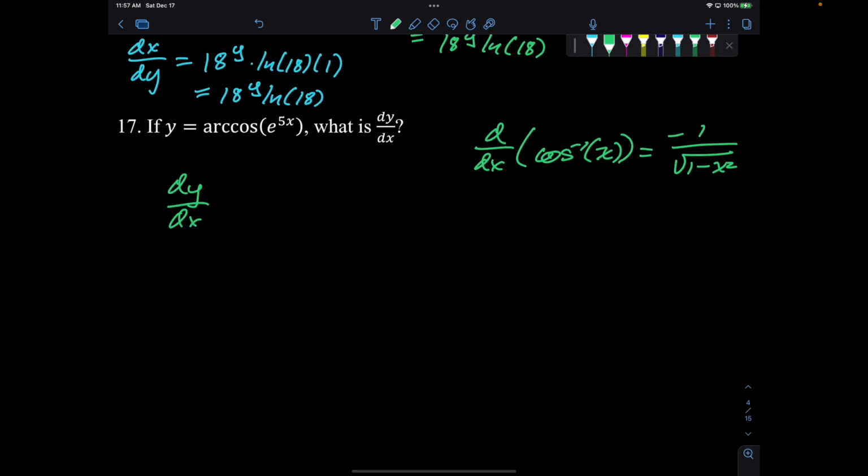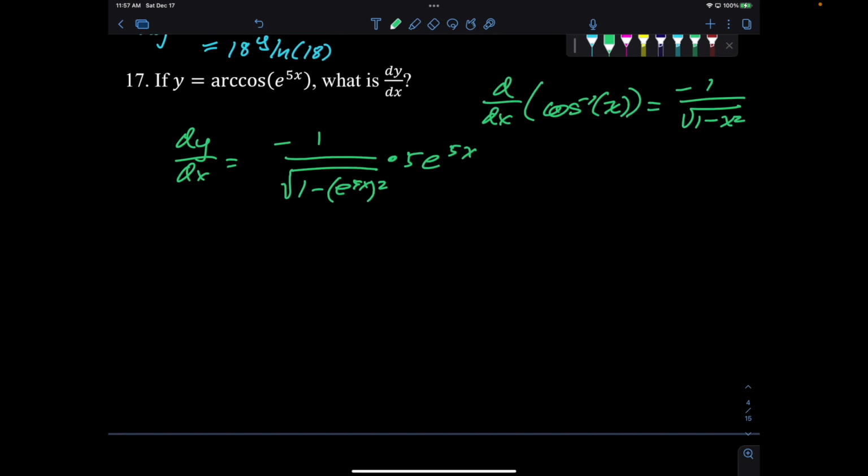So dy dx. The derivative of inverse cosine of something is negative 1 over the square root of 1 minus that thing squared. So e to the 5x squared, times the derivative of e to the 5x, which is 5e to the 5x. All right, now this is a killer 5, by the way. Now I'm going to simplify this a little. So I'm going to say it's negative 5e to the 5x over the square root of 1 minus e to the 10x. There we go. That's dy dx. All right.